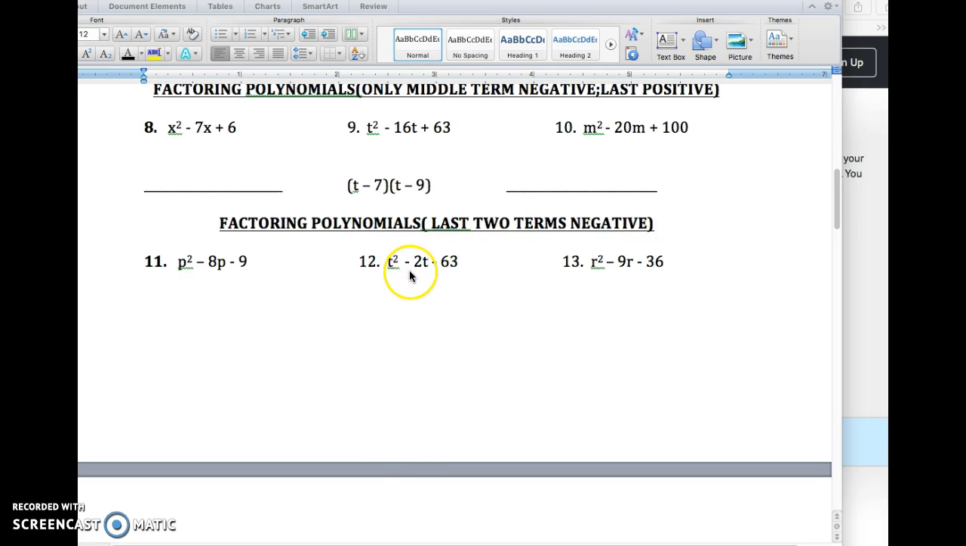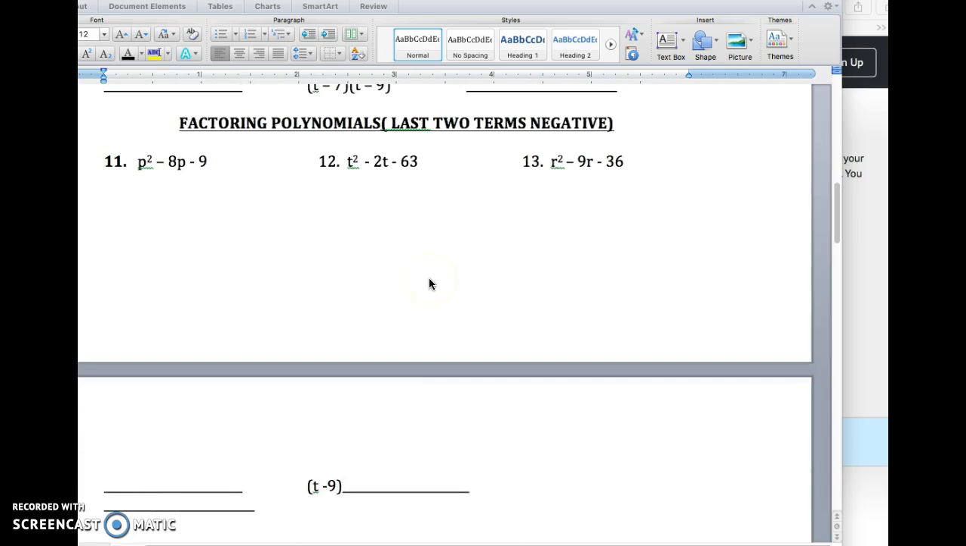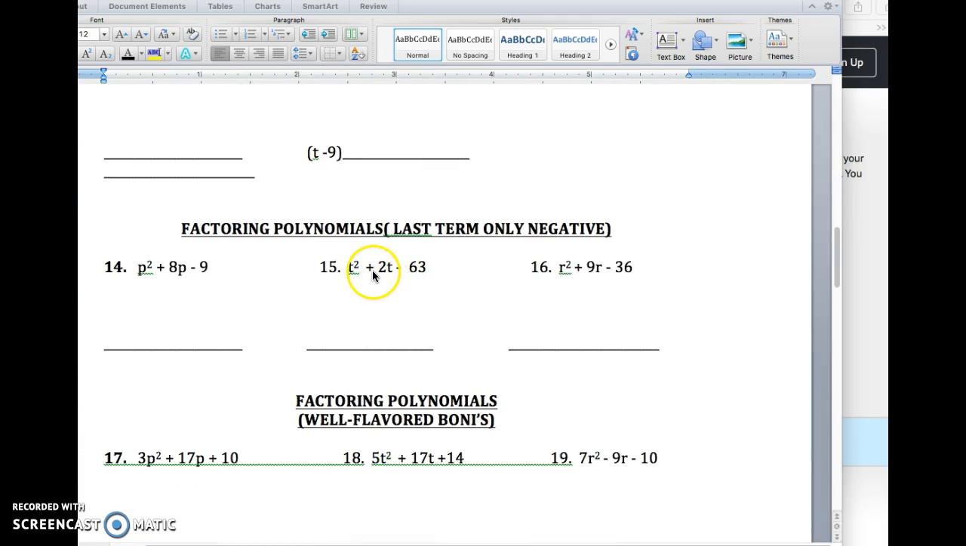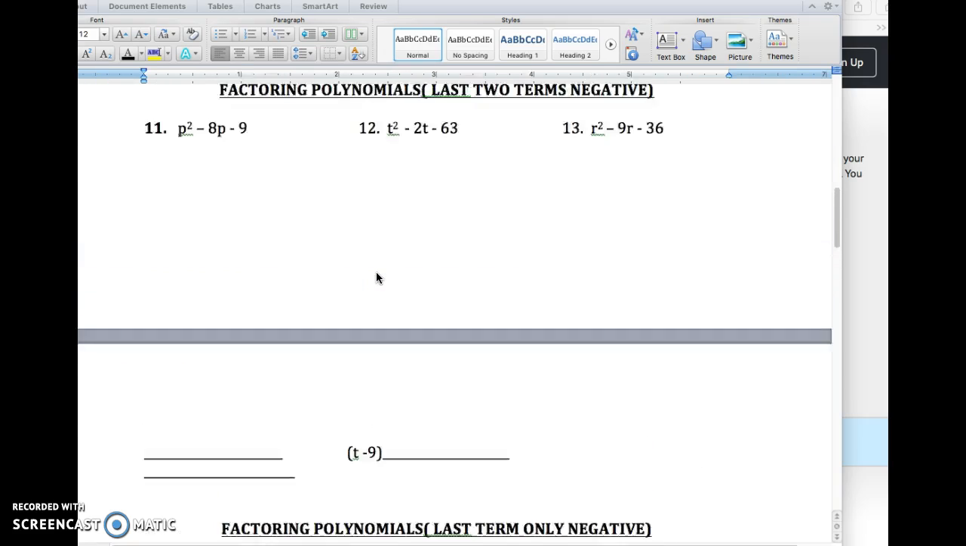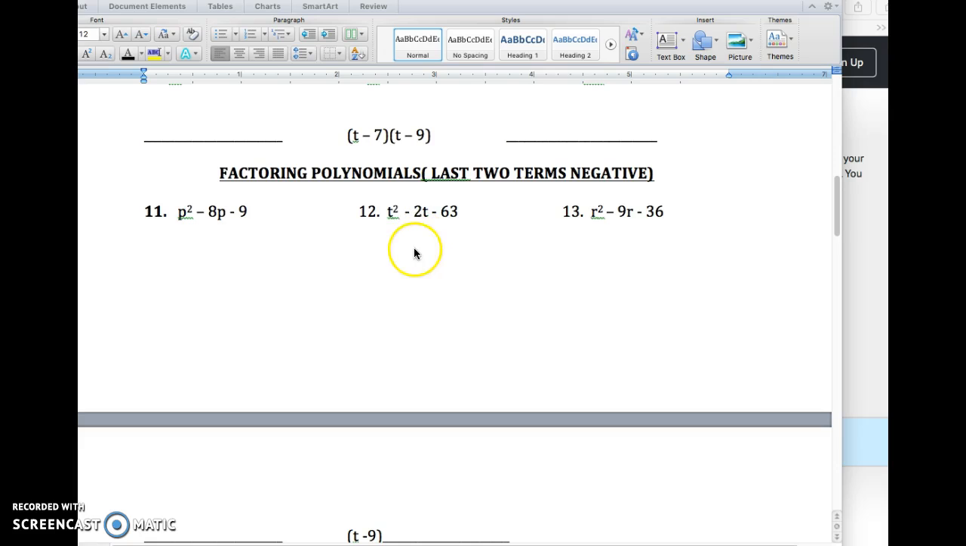Let me say it this way as well. If the middle term were positive, like in this one, then although the two numbers would have to be different signs, positive and negative, the bigger one would have to be positive in order for the middle term here to be positive, okay, for this type. But let's work on this one first with a negative middle term.